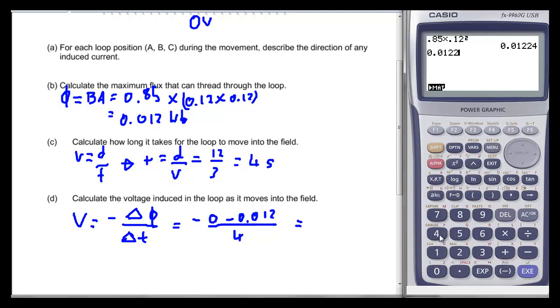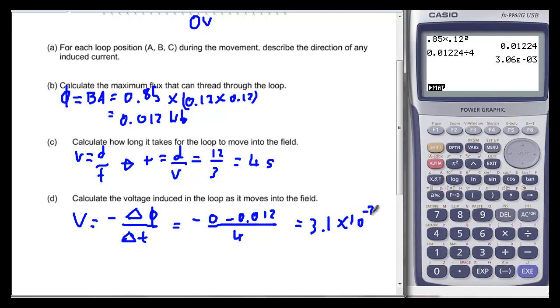Actually, we could just leave the stored answer in the calculator, divided by the 4 seconds it takes, because there's an induced voltage of about 3.1 times 10 to negative 3 volts. Pretty much nothing.